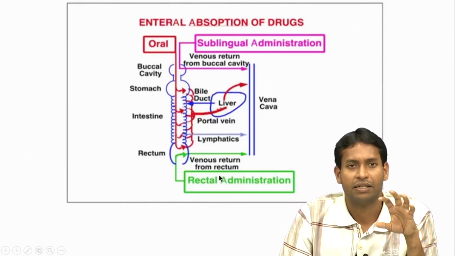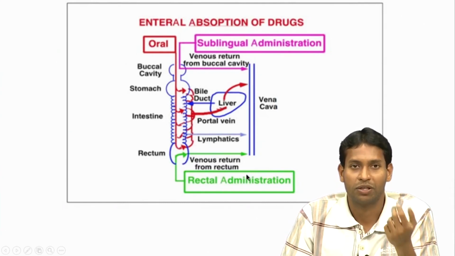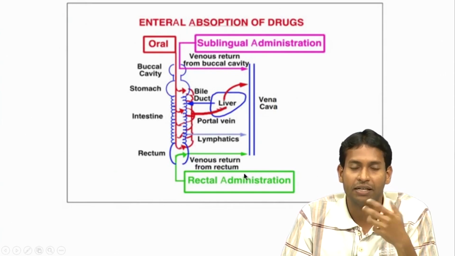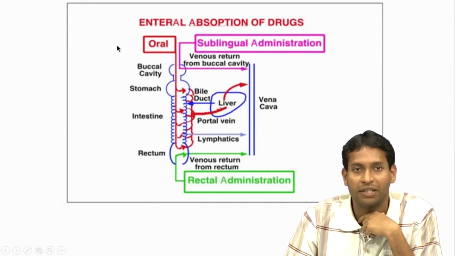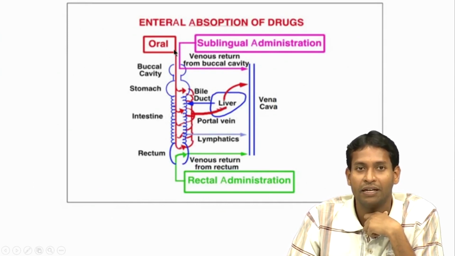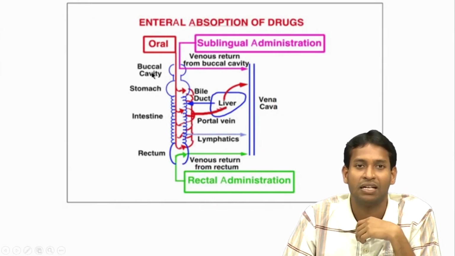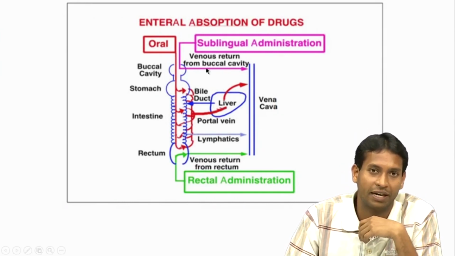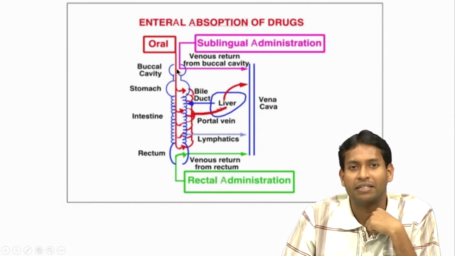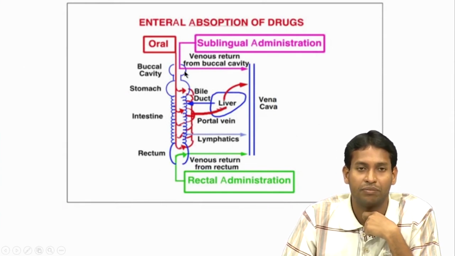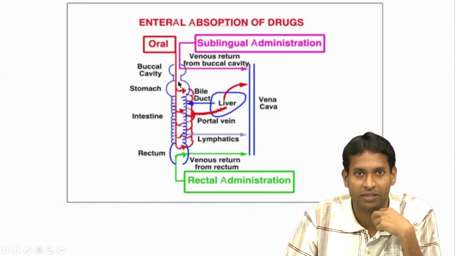So, again this is a pictorial representation of what happens when you take a drug orally. Enteral absorption essentially means absorption through the GI tract, the gastrointestinal tract. There are several forms of absorption that can happen here. When you take a drug orally, first it goes to the buccal cavity, which is essentially your mucosal surface in the mouth. From there also the drugs can get absorbed. This is also called sublingual administration, but since the surface area here is low and most of the drug is immediately swallowed, most of the drug is passed into the stomach.